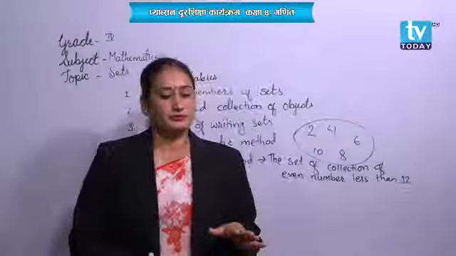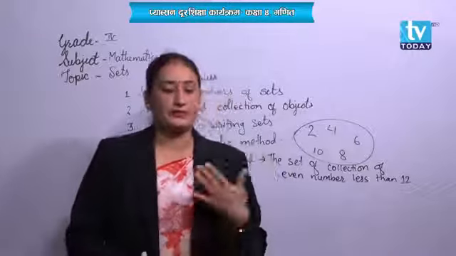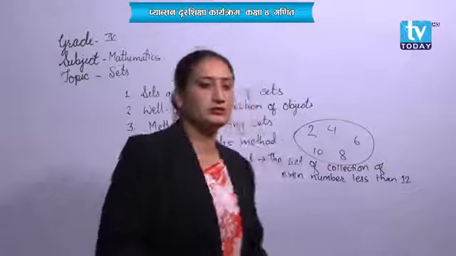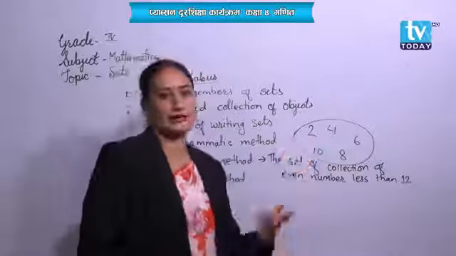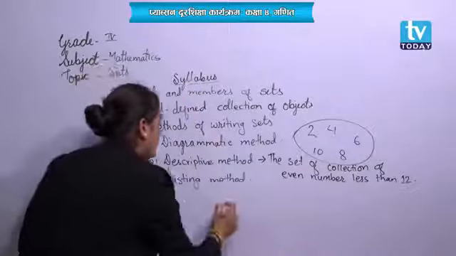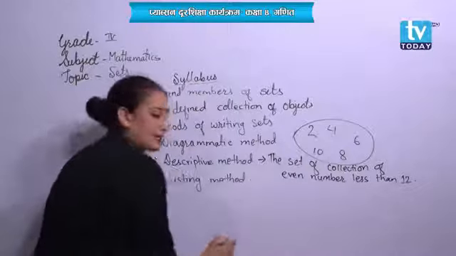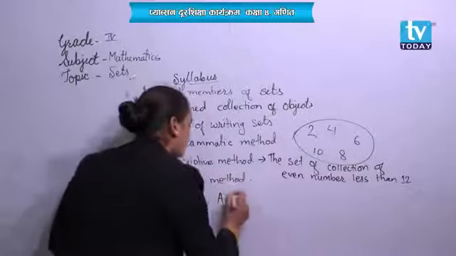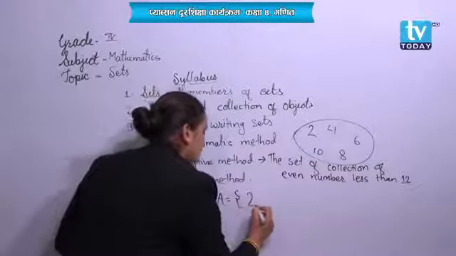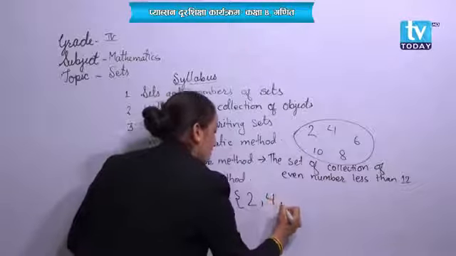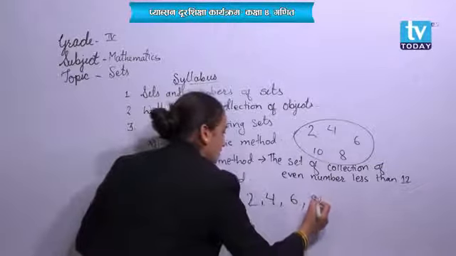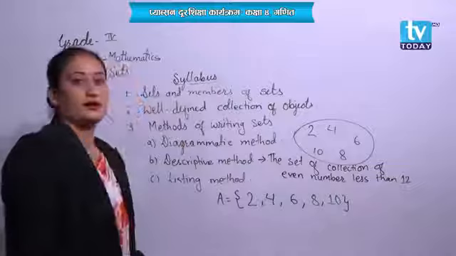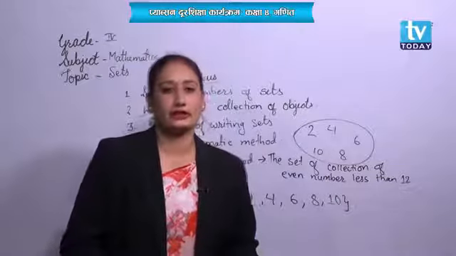Okay, so we can name that set by using a capital letter, for example, or if it is a number, we can write it as it is. So the listing method means we can write A equals, I have given the name A, set A, curly bracket 2, comma 4, comma 6, comma 8, comma 10, curly bracket close. I hope you understand it very well.